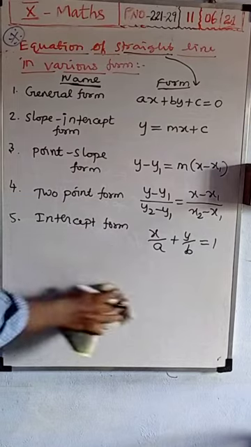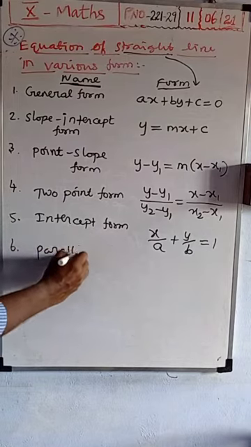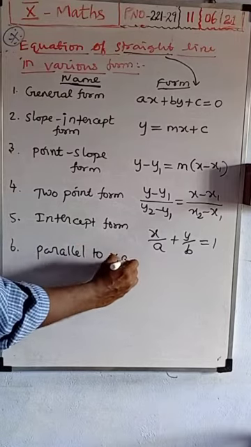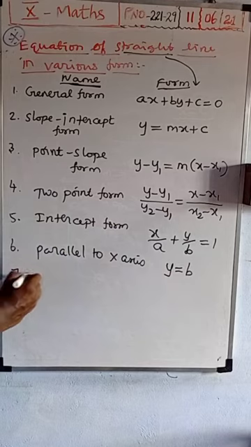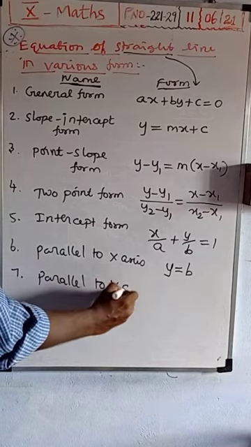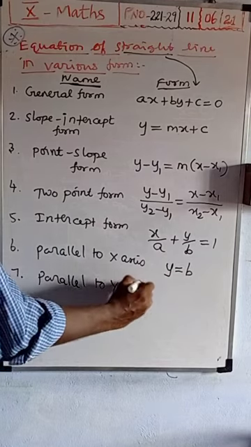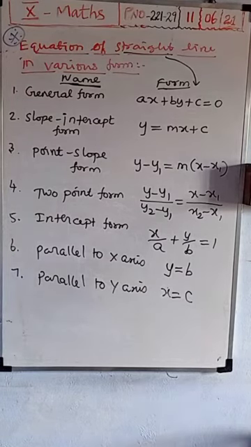Next, the 6th and 7th we already saw before. Parallel to the x-axis means the equation is y is equal to B. Parallel to the y-axis means x is equal to C. Here small x is equal to C, here y is equal to B. So totally 7 forms are there, the names and the 7 forms.